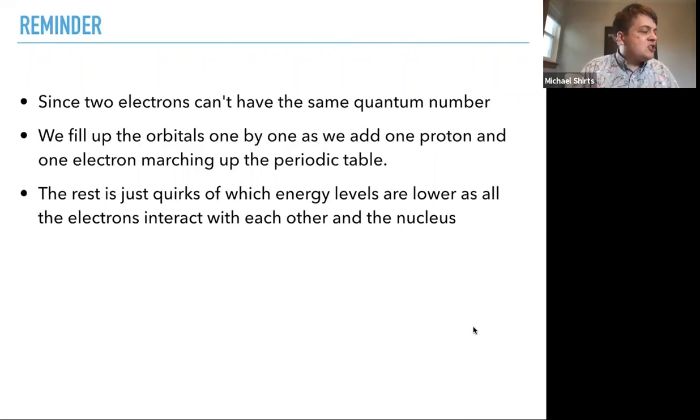And the rest of it is just quirks of which energy levels are lower as all the electrons interact with each other and the nucleus. You order up the energy levels. The only trickiness is where two energy levels are really close together, it's hard to figure out the ordering. The good thing is the big trends you can see just literally by looking at the periodic table. The 3d comes after the 4s instead of before the 4s. And the rest of the trends are in those anomalous electron configurations where you just need to remember that they exist so you can look them up later and check.